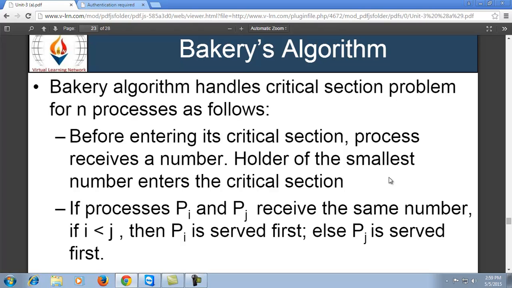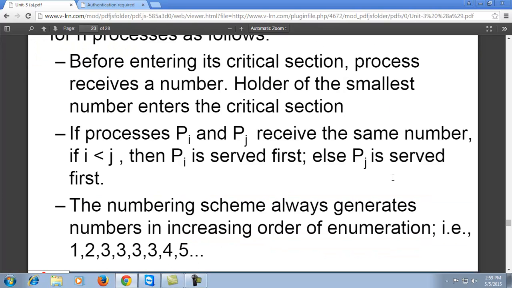Bakery algorithm. The Bakery algorithm handles the critical section problem for n processes as follows. Before entering its critical section, a process receives a number or sequence number. The holder of the smallest number enters the critical section. Here the number represents the time required by a particular process. If processes Pi and Pj receive the same number, then we compare which one is greater and which is smaller, and allow the smallest to enter first.